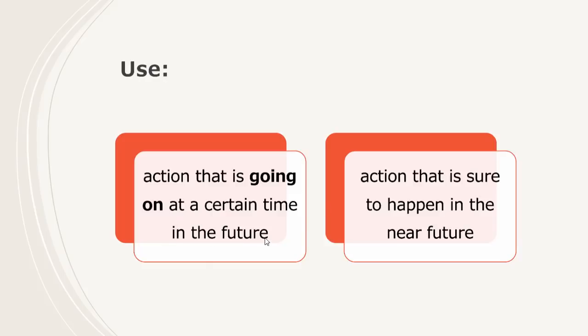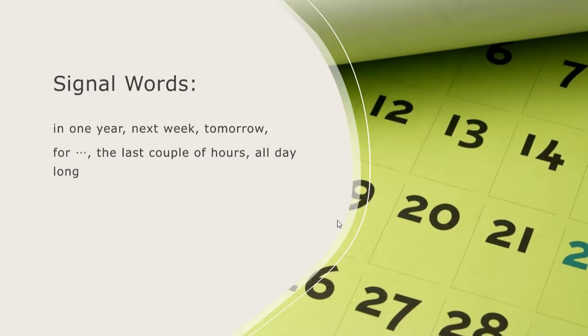For example, the cloud is very dark. The cloud is very dark, and you say, yeah, it is going to rain. Yeah. Okay. The time signals are one year, next week, tomorrow, etc. And then the last couple of hours, all day. Yeah.